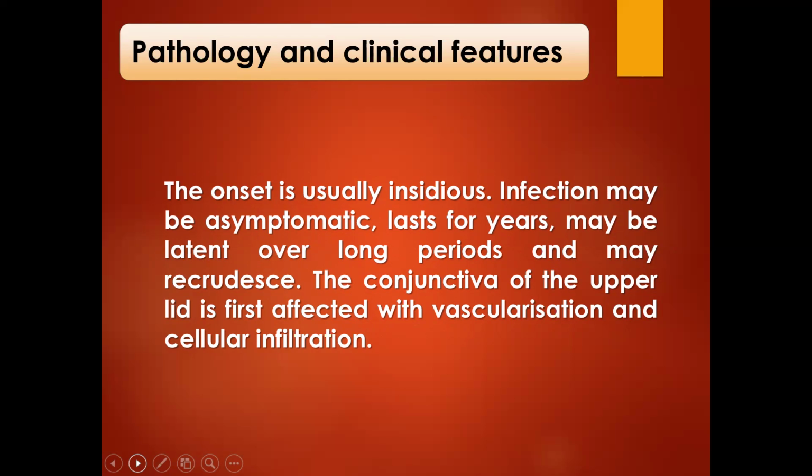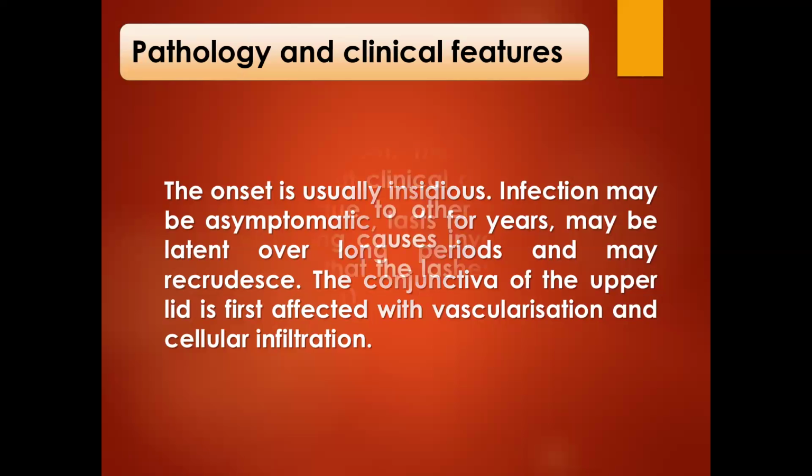The conjunctiva of the upper lid is first affected. Remember, the conjunctiva has different parts: the one that lines the inner part of the eyelid, the one that lies at the margin between the eyelid and the sclera, and the one that lies over the sclera. But the one that is most commonly affected first is the one that lines the upper eyelid. So the conjunctiva of the upper eyelid is first affected with vascularization and cellular infiltration. So inflammation contributes to this disease condition.